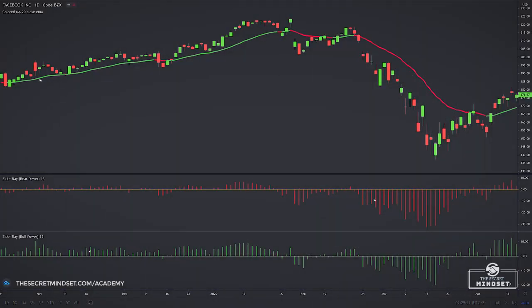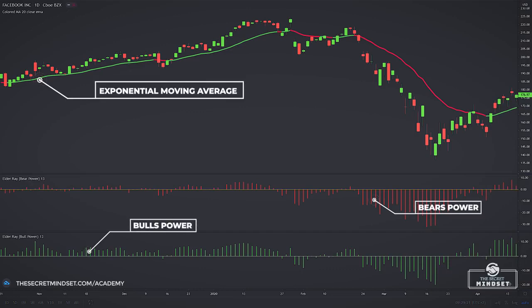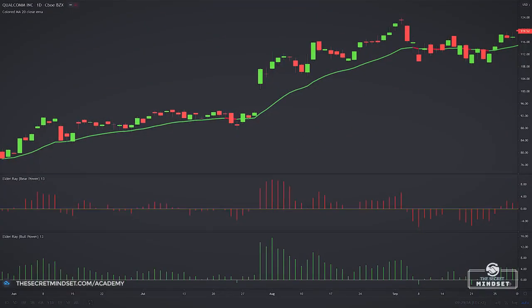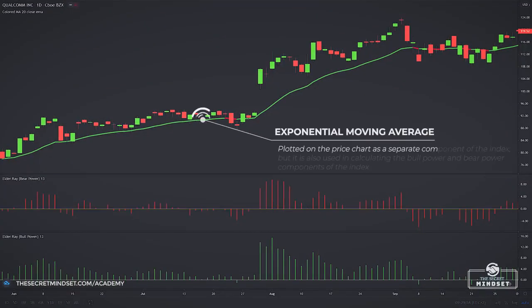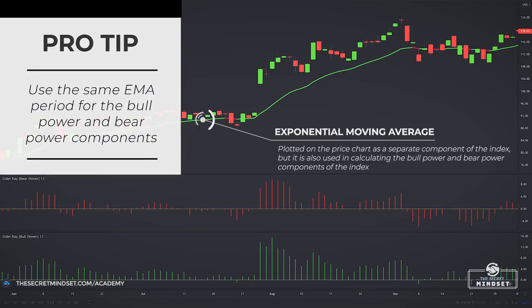Elder Ray Index consists of three indicators: an exponential moving average, the bull power indicator, and the bear power indicator. The EMA is often plotted on the price chart as a separate component of the index, but it's also used in calculating the bull power and the bear power components of the index. By default, the EMA is a 13-period exponential moving average of the closing prices, but you can use any period you want. What matters is that you use the same period for the bull power and the bear power components.